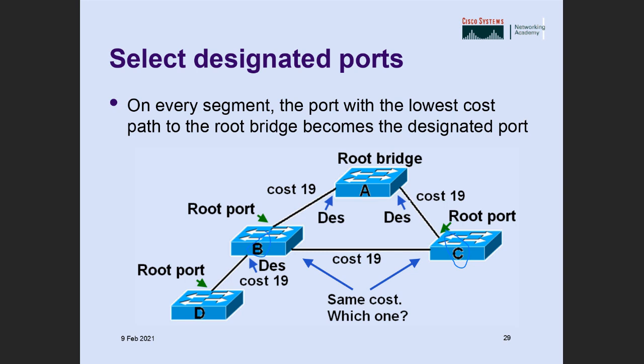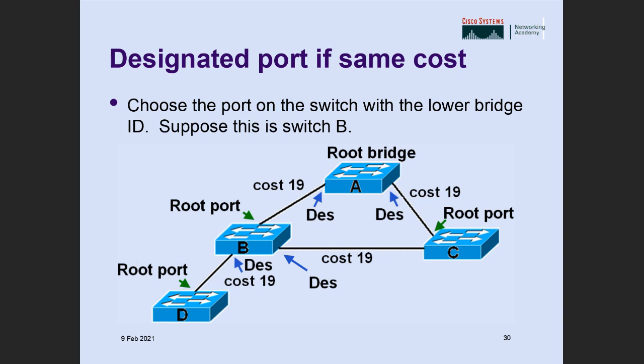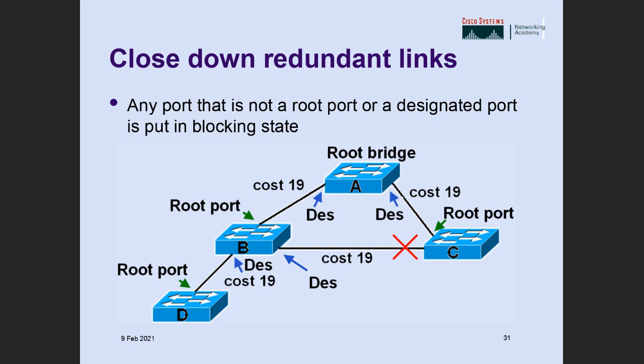And on this wire between B and C, they'll choose which one based on the port number. So designated port, if it's the same cost, it will become that. All the other links in this case, this link here coming out of port C, going back to port D, is in the blocking state.